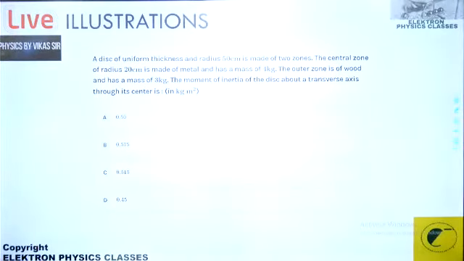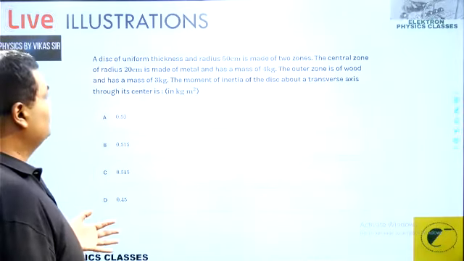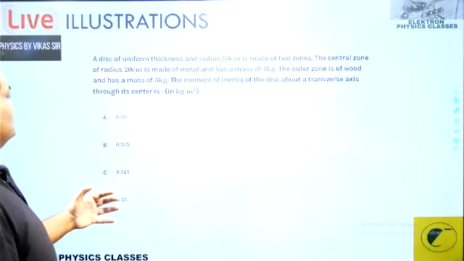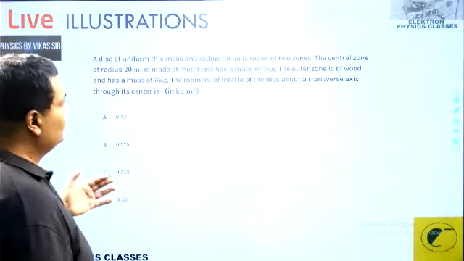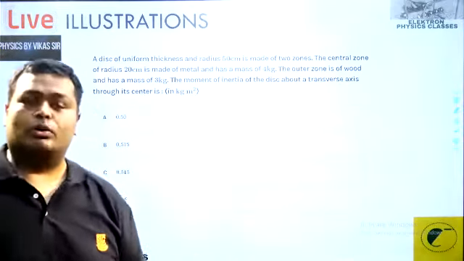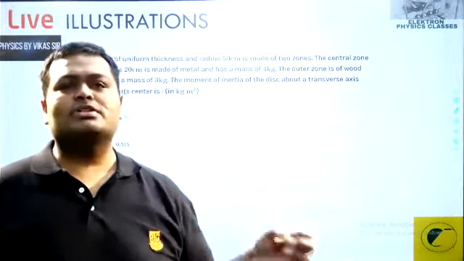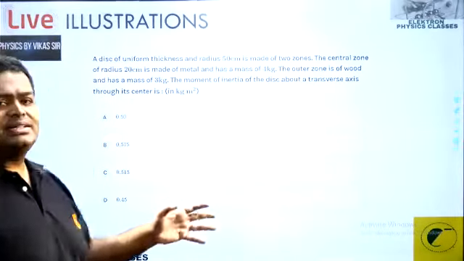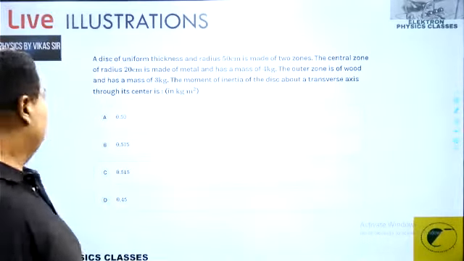Now we have a disc of uniform thickness and radius 50 centimeter made up of two zones. The central zone of radius 20 centimeter is made of metal and has a mass of 4 kg. The outer zone is of wood and has a mass of 3 kg. The moment of inertia of the disc about a transverse axis. Transverse means literally perpendicular. So it's the moment of inertia of the disc about a perpendicular axis through the center.